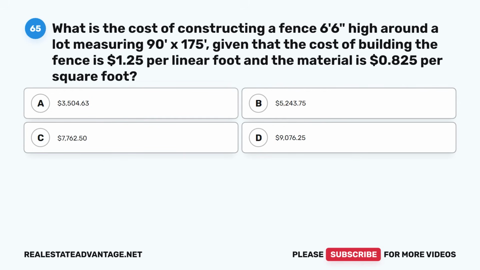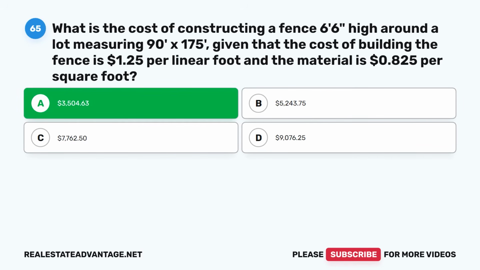Question 65. What is the cost of constructing a fence 6 feet 6 inches high around a lot measuring 90 feet by 175 feet, given that the cost of building the fence is $1.25 per linear foot and the material is $0.825 per square foot? A. $3,504.63. B. $5,243.75. C. $7,762.50. D. $9,076.25. The correct answer is A.